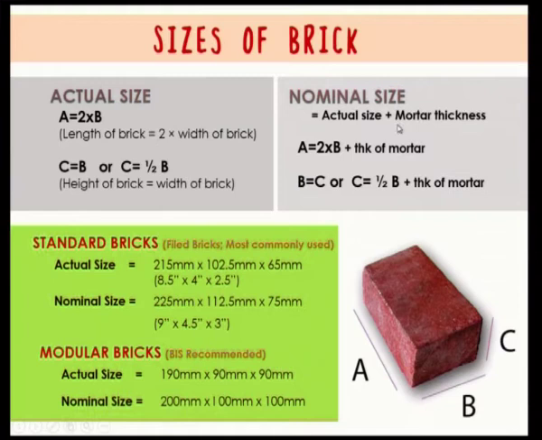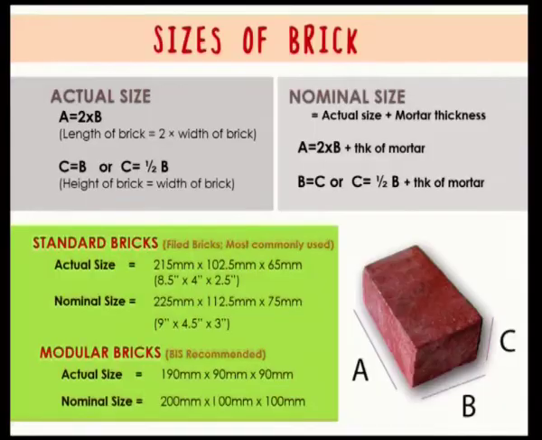Now, nominal size will become: A is twice of B plus thickness of mortar, and B is equal to C, or half of B plus thickness of mortar. So this is the actual and nominal sizes. Now we have standard sizes of bricks, okay, standard bricks.